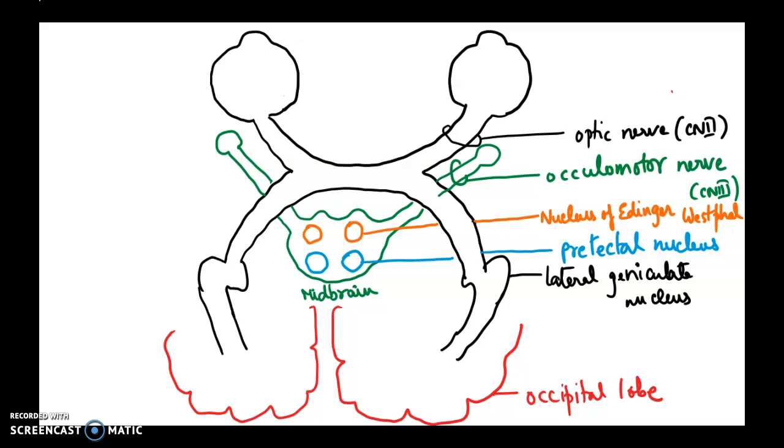We also see lateral geniculate nucleus in black, and posteriorly we see the occipital lobe of the brain in red. Remember, the occipital lobe is associated with visual information. Okay, now we know what structures we can see from the inferior side, right?